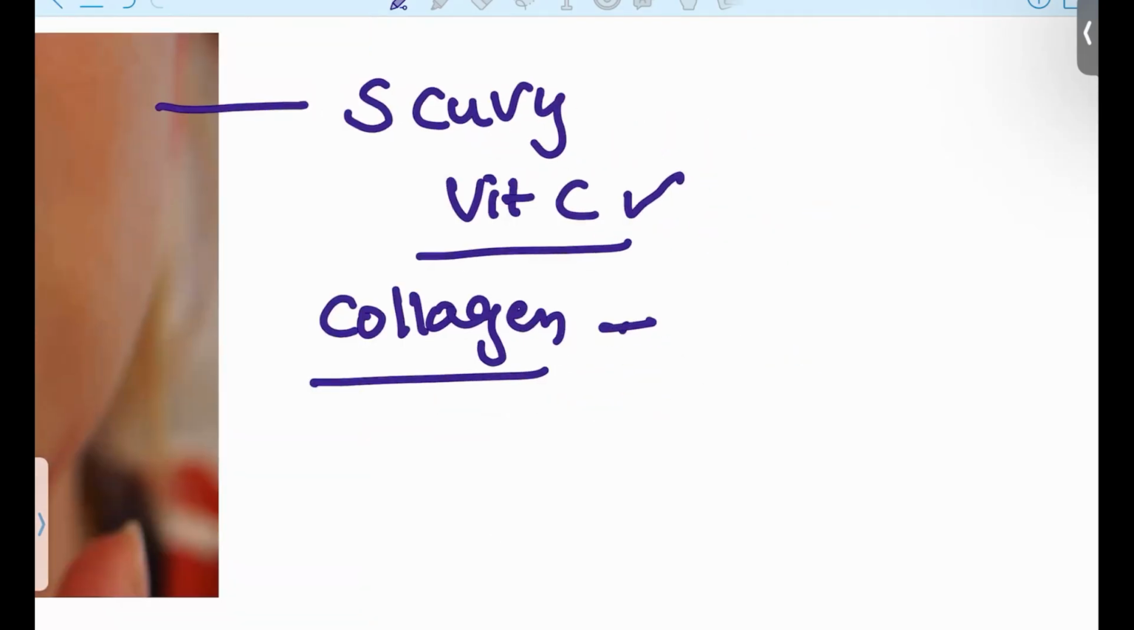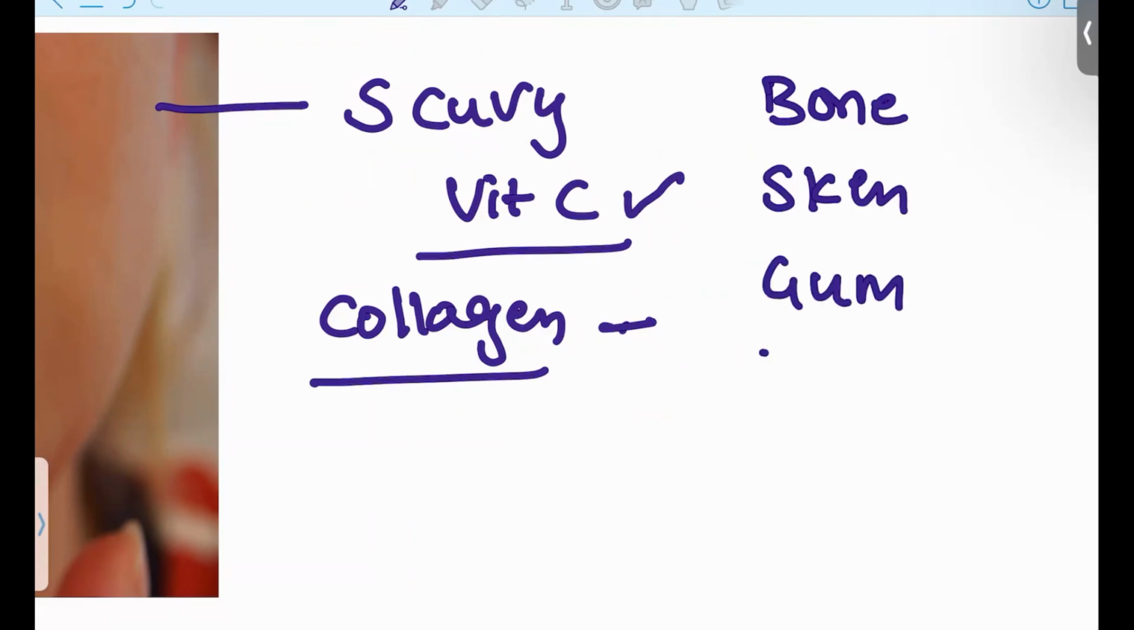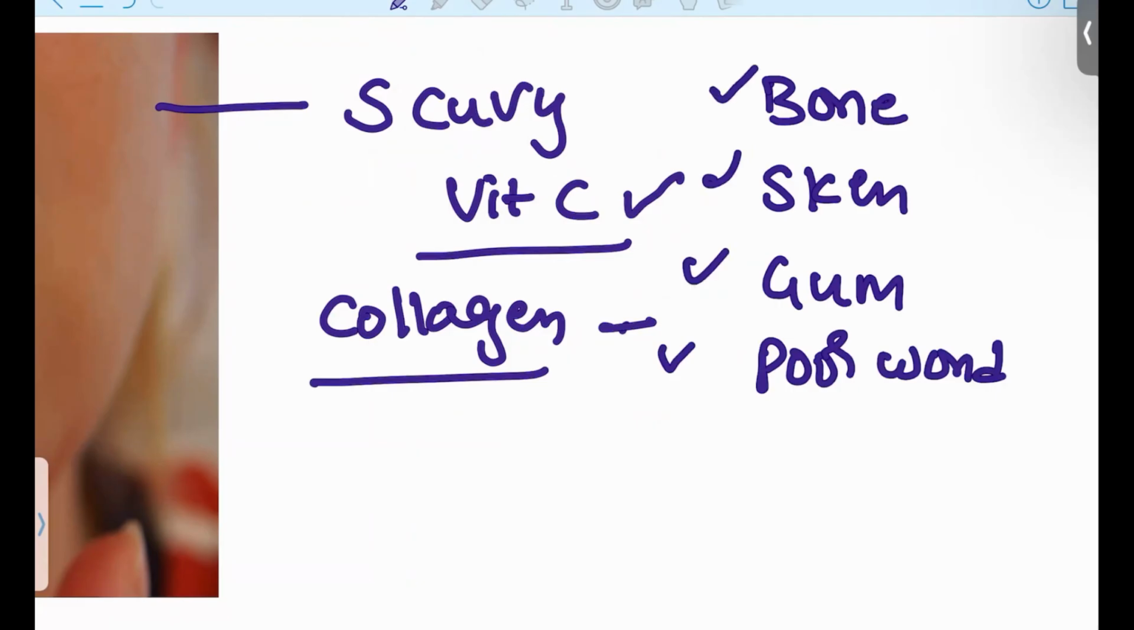So along with the vitamin C deficiency, scurvy patients will have bone deformities, skin changes, gum bleeding and also poor wound healing. Okay, all these symptoms will be present in scurvy patients.